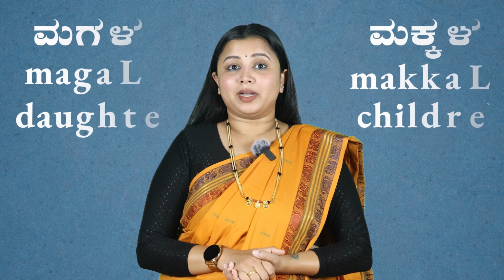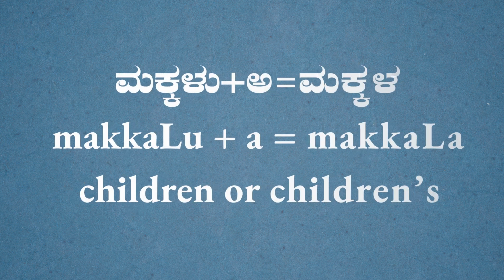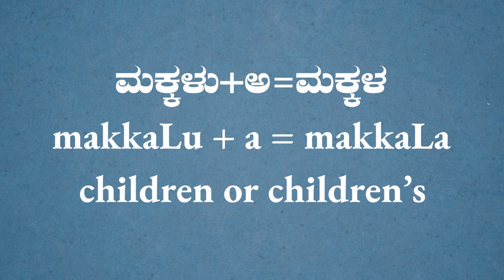Special case for magalu and makkalu. The final u drops and the a is added directly. For example, magalu plus a becomes magala, of daughter. Makkalu plus a becomes makkala, of children. To conclude, today we have comprehensively explored how the possessive marker a interacts with different types of sounds in Kannada for shaping the possessive form.